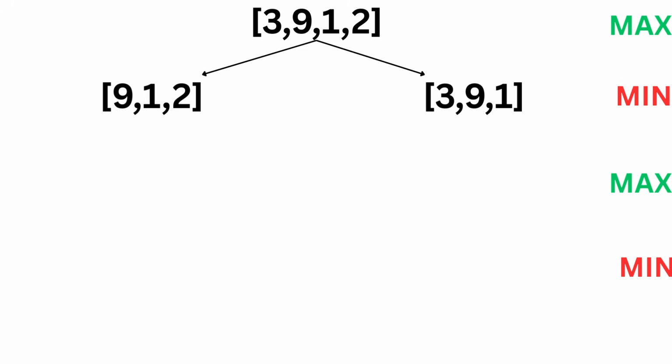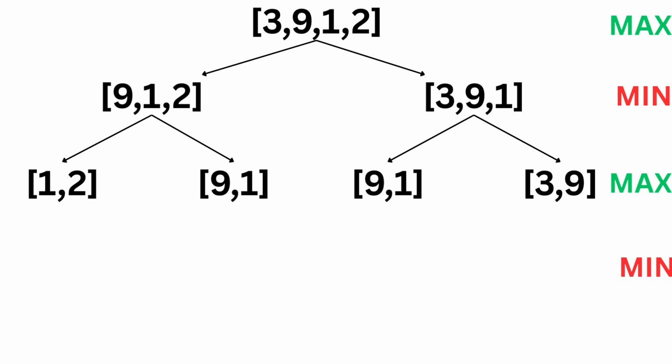Here is max's turn, and max can either choose 3 or 2. If it chooses the leftmost, that is 3, then 9, 1 and 2 are left. And if it chooses the rightmost, that is 2, then 3, 9 and 1 are left. Now it's min's turn to choose. Min can either choose 9 or 2. If it chooses 9, 1 and 2 will be left. And if it chooses 2, 9 and 1 will be left.